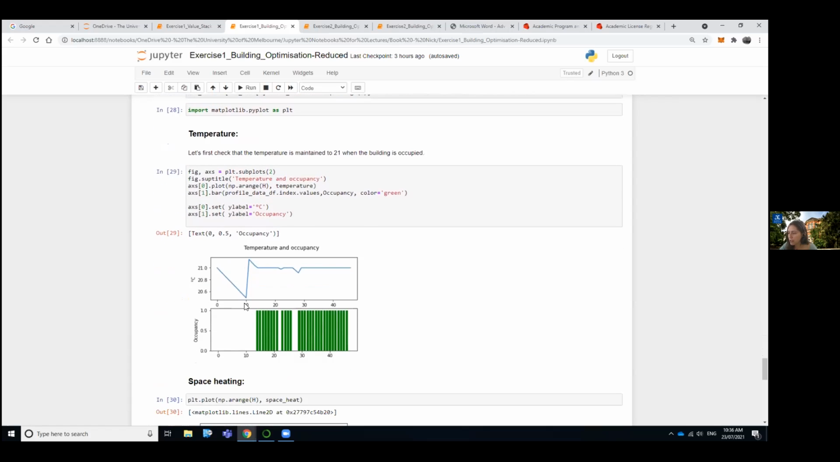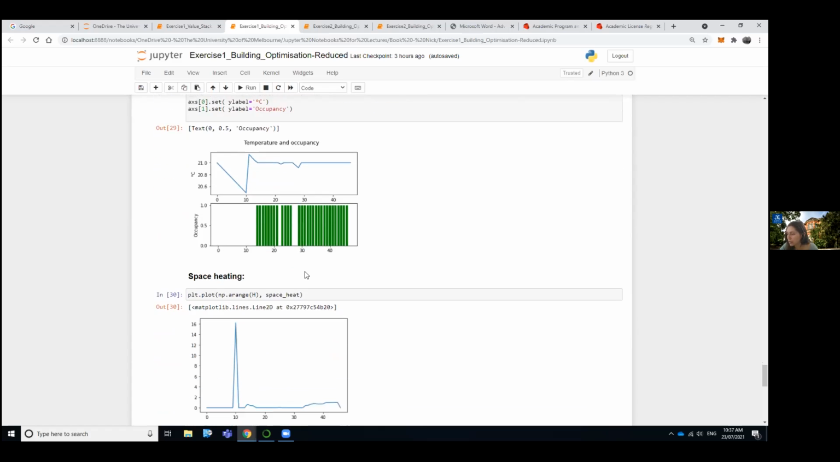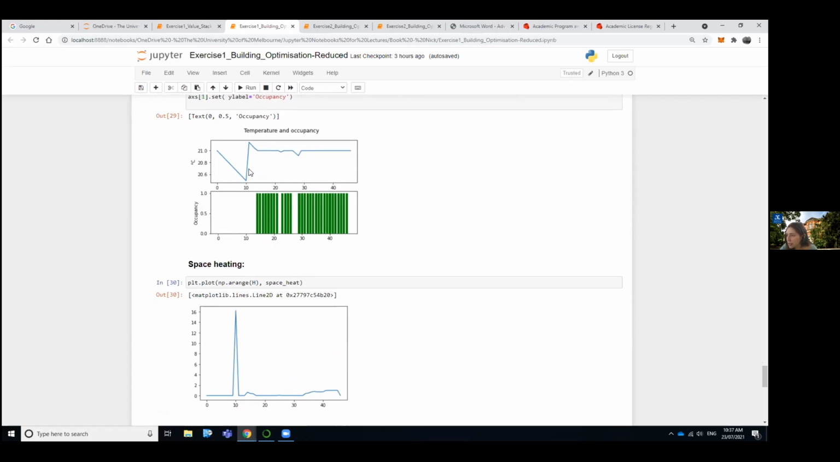So first we can see how the temperature changes during the day. In the first part of the day, the owners are asleep and the temperature starts dropping. And before the owners wake up, the temperature increases and then stabilizes at 21 degrees while the building is occupied and the owners are awake, with small disturbances when the building is not occupied. So as we can see, because we have to have this increase of temperature, that's when we deliver the most space heating.